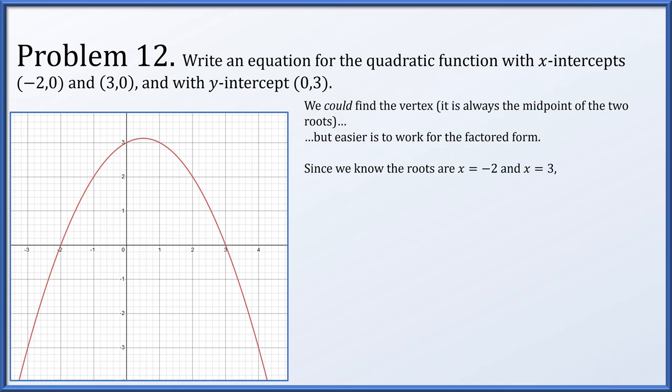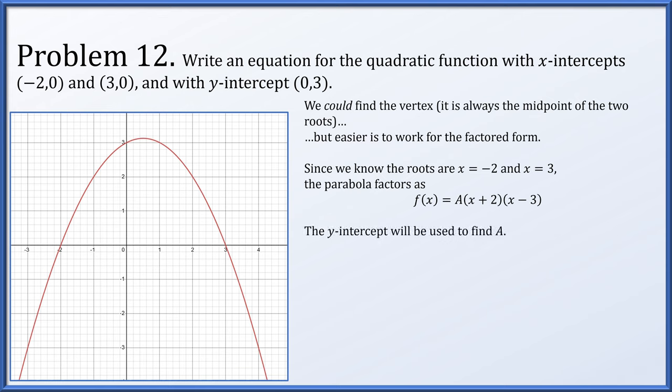Since we know the roots are x equals negative 2 and x equals 3, this gives us two factors of x plus 2 and x minus 3, times some constant that we don't quite know. The y-intercept is what's going to tell us this constant. We happen to know that if we plug in x equals 0, we get out y equals 3. But we already know f of x is some constant a times x plus 2 times x minus 3. So plug in x equals 0 and determine that 3 is negative 6 times a. In other words, a must be negative 1 half. So there we have it. F of x is negative 1 half times x plus 2 times x minus 3.